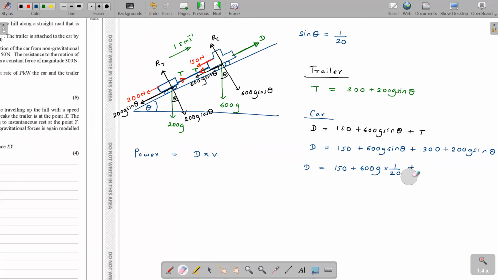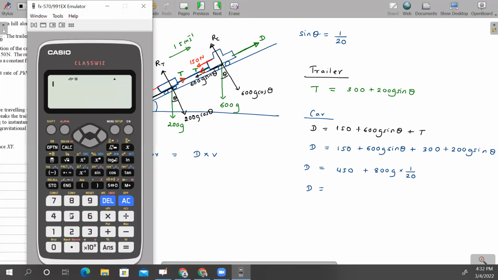Actually, shall I add these two? 300 plus 150 is 450. 600 g plus 200 g is 800 g. Sine theta is 1 over 20. What is the value for the driving force? 800 into 9.8 into 1 over 20 is 842. Right? 842. Is that okay?